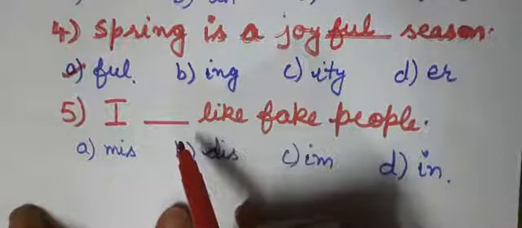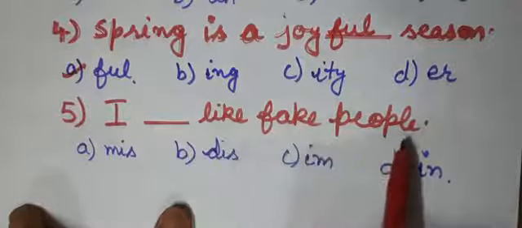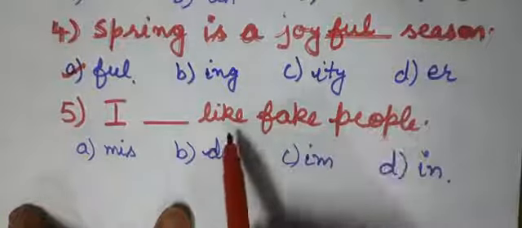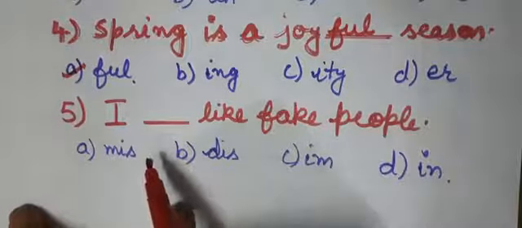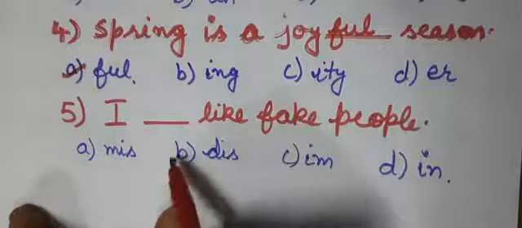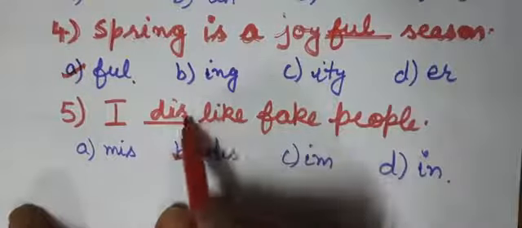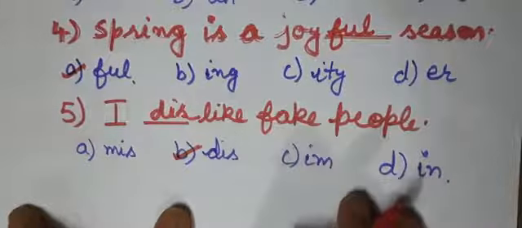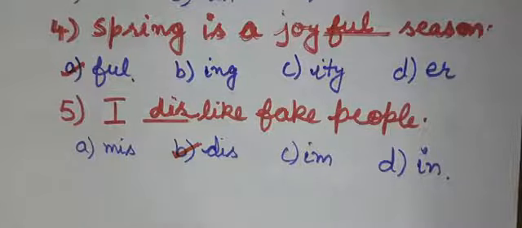Now come to the next part, that is the fifth one. I dash like fake people. Which word will come over here? Miss, dis, in. Over here option B will come: dis. I dislike fake people. So in this way you have to add a prefix and suffix according to the particular word.